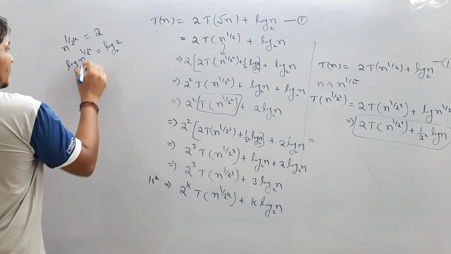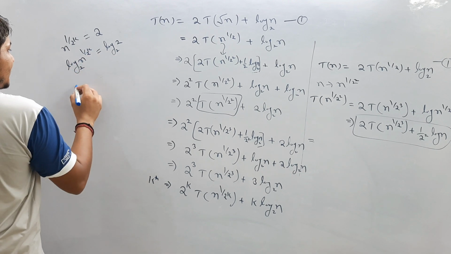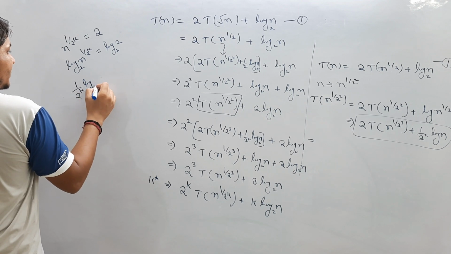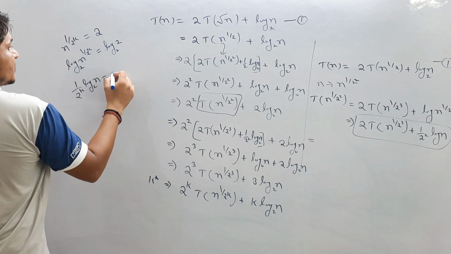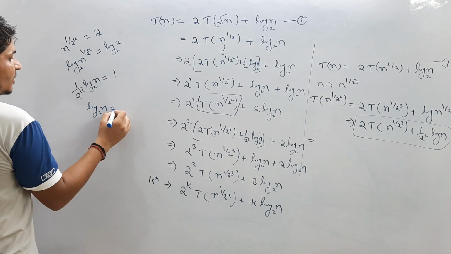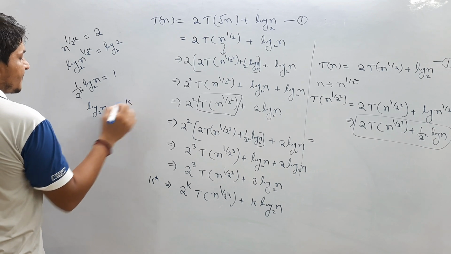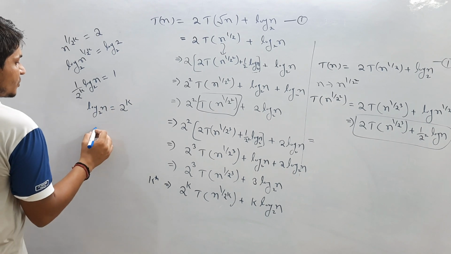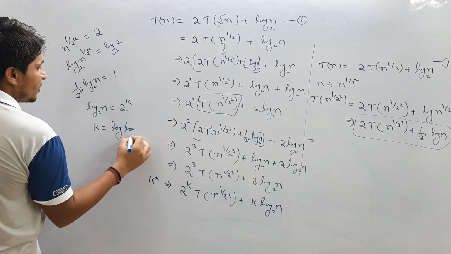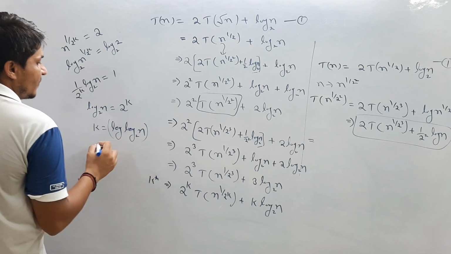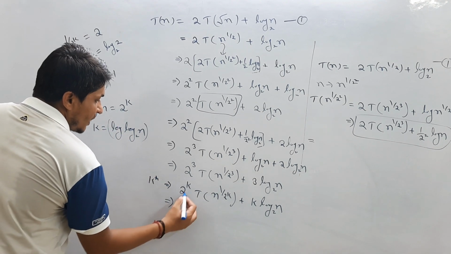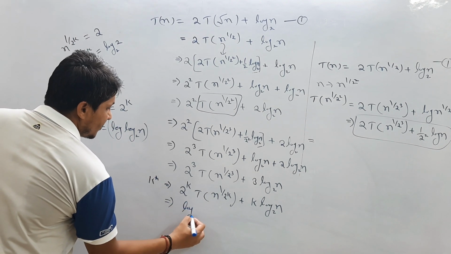So let us further solve. This value will come this side, so this is going to be 1 upon 2 raised to power k log base 2 n equal to 1. Now let us further simplify, so it is going to be log base 2 n and it is going to be 2 raised to power k. Now if you take log one more time, ultimately the value of k is log base 2 n. So this is the value of k. Now we can replace 2 raised to power k with log base 2 n.